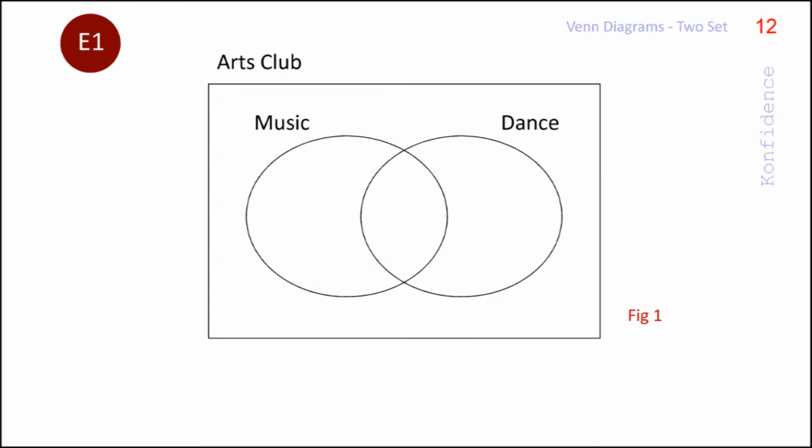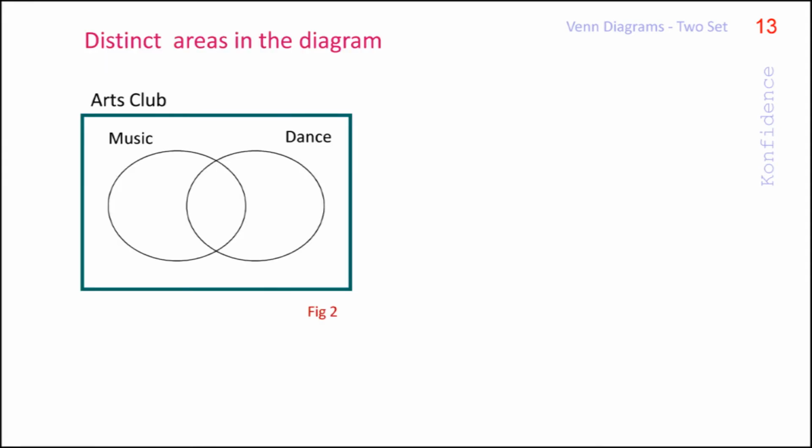Please look at the representation in the slide. It is of a set of members in an arts club. It also has some details about the different kinds of people there. Look carefully. The predominant detail given is about the set of people who like music and who like dance. Both of these groups are represented by different ovals. Look carefully at the slide. We're getting into details here.